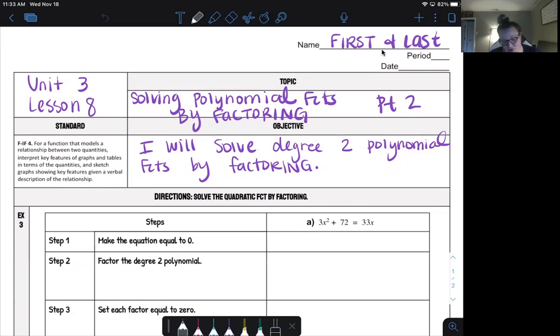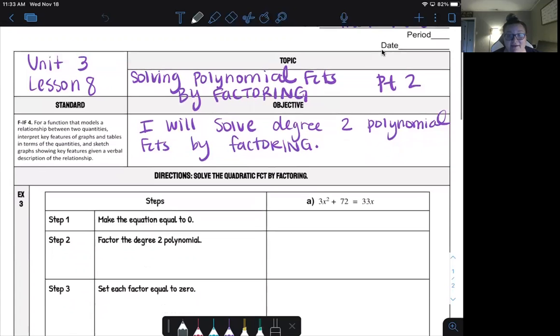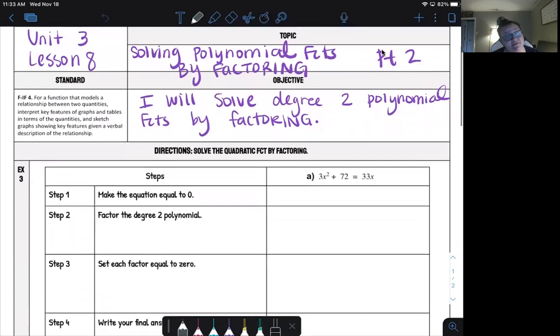So today's objective is: I will solve degree 2 polynomial functions by factoring. So let's roll up our sleeves and dive right in.